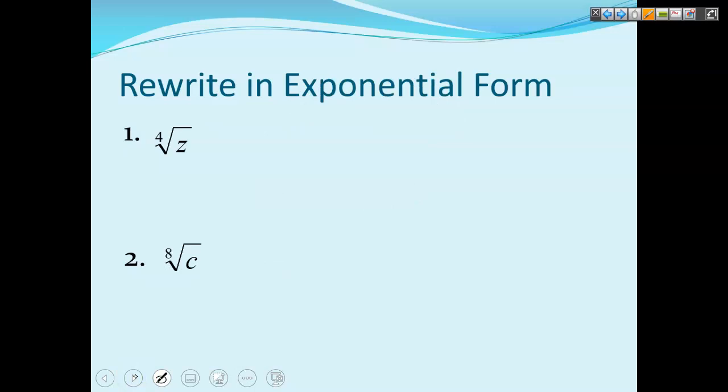We can do the converse of that concept then. So we can now take something that is written as a radical and write it as an exponent. So if it's the 4th root of z, that is the same as z to the 1/4. The 8th root of c is the same as c to the 1/8.